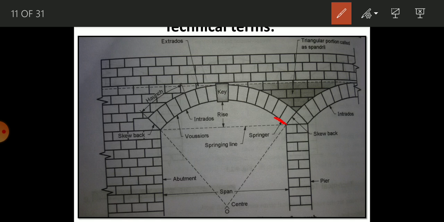Next is the springing line. This is a springing line. It is an imaginary line which joins the springing points of both ends of an arch, and it is called a springing line.